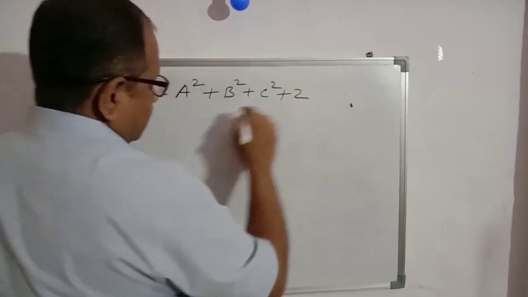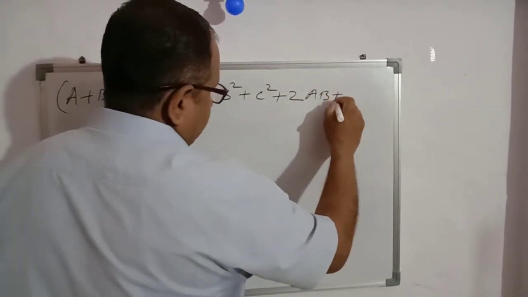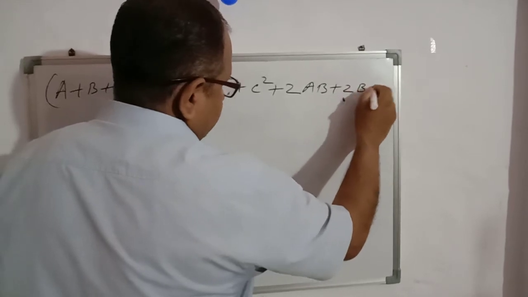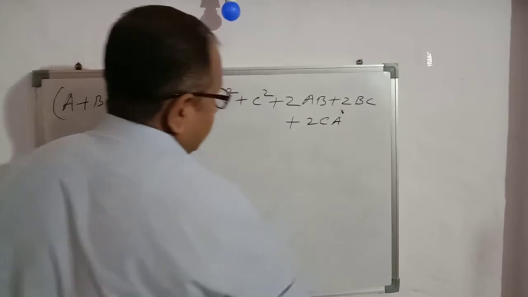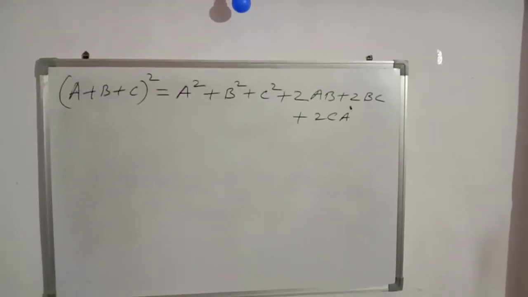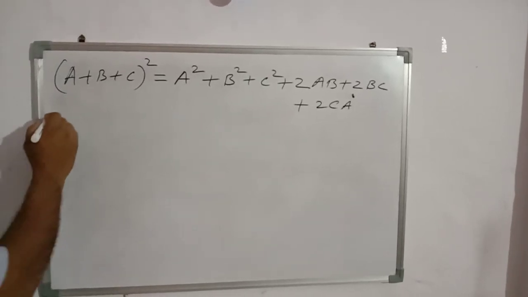plus twice the product of the first two terms, 2ab, plus 2bc, plus 2ca. How will we apply this identity in a problem? See one example.